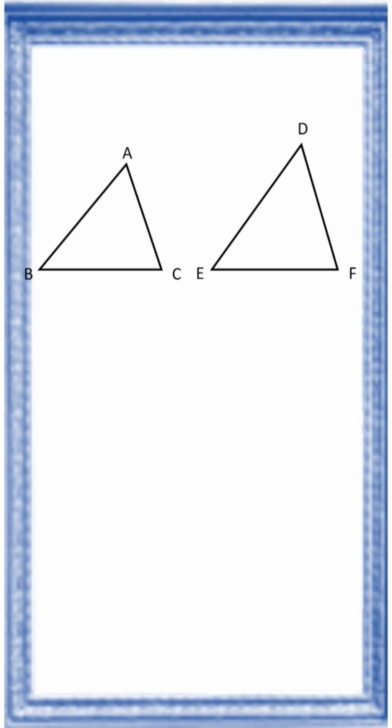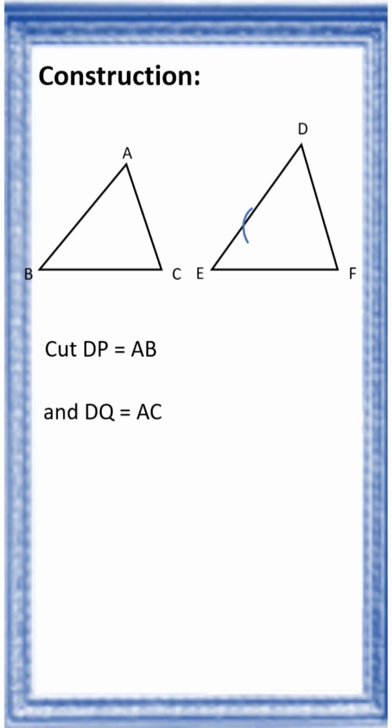Now let us do some construction as the previous theorem. What to do? Cut DP is equal to AB. This is the point P. And DQ is equal to AC. These points are P and Q, join PQ.